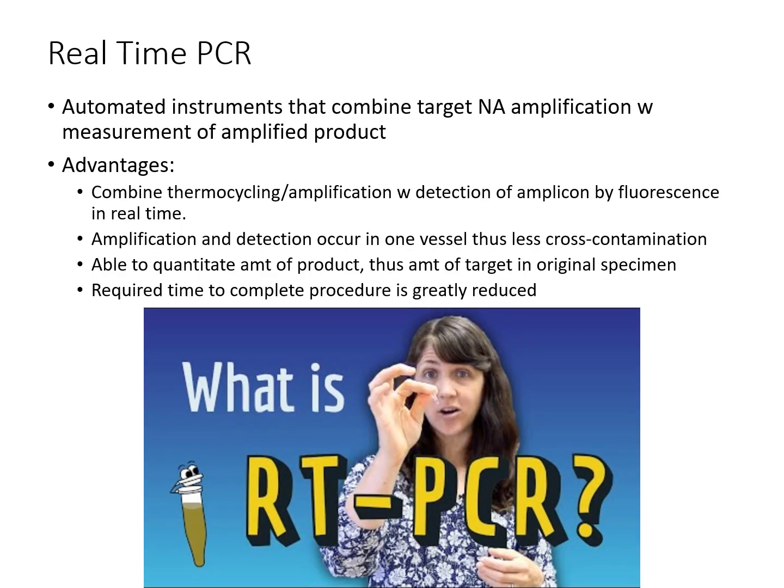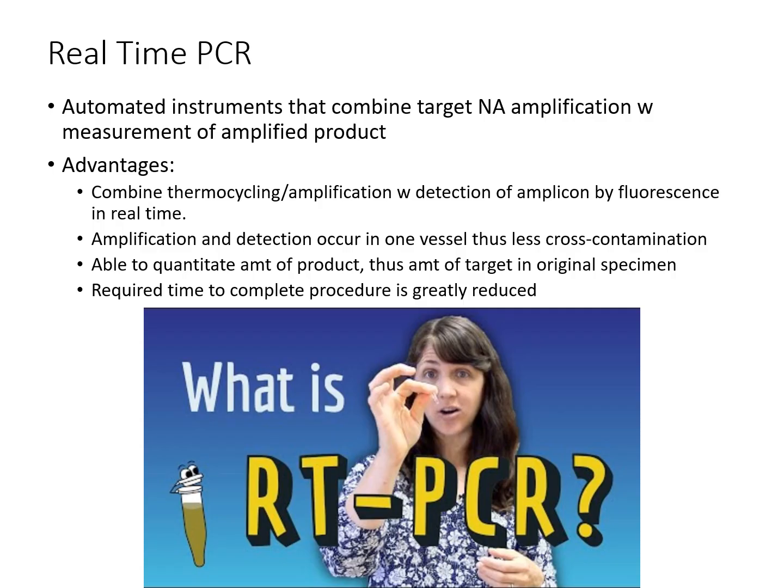Then we have real-time PCR on an automated instrument. By definition, these are instruments that combine nucleic acid amplification with measurement of amplified product in real time. Some advantages: it combines thermal cycling amplification with fluorescent detection of amplicons in real time. Amplification and detection occur in a single vessel, reducing cross-contamination risk. Quantitation of product amount is possible, allowing measurement of the original target amount. The procedure time is significantly reduced compared to traditional PCR.